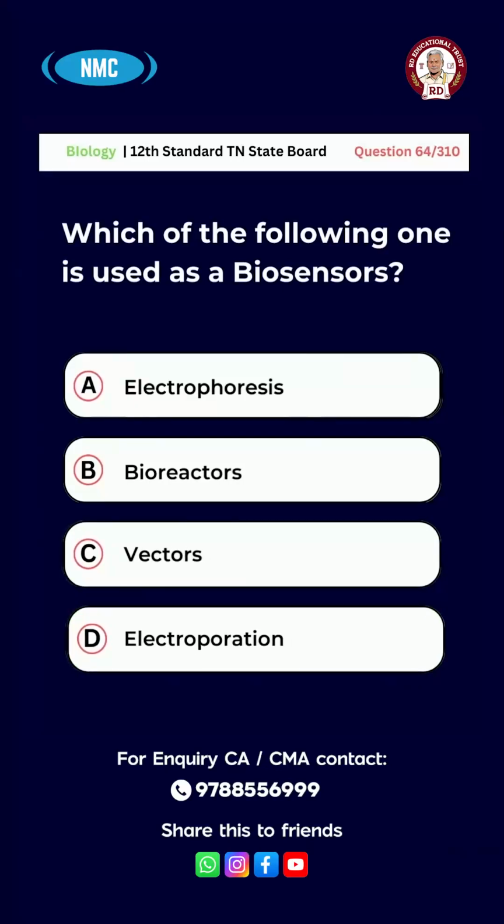Question number 64. Which of the following is used as a biosensor? Option A, electrophoresis. B, bioreactors. C, vectors. D, electroporation. The right answer is option B, bioreactors.